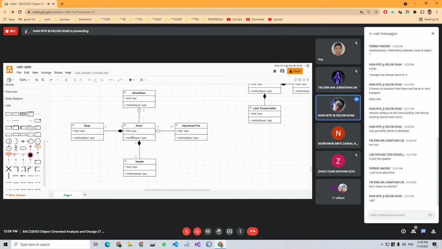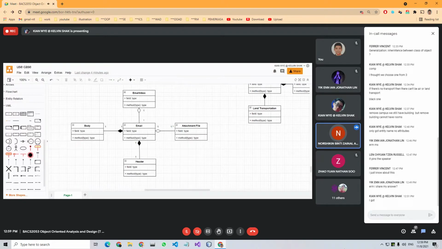And the email must have a body. The body and header cannot exist without the email, so it's a composition relation. And then the attachment file can exist without the email. So this one, are you referring to the statement, or did you use your logic on email? Logic.